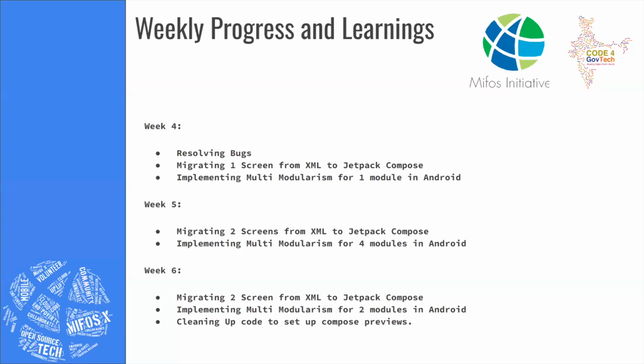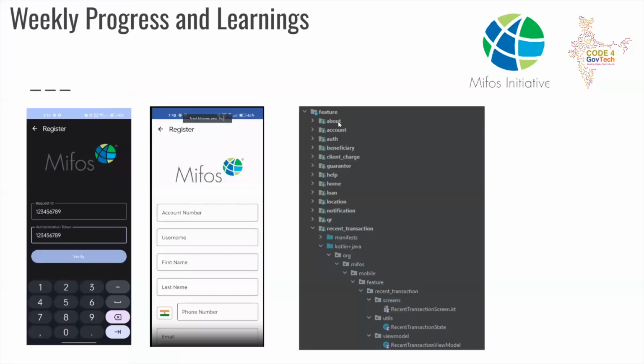So basically every week we were changing the existing features of the app into different modules, like authentication module, transactions module, this type of thing. As you can see, this is a sample module architecture of Mifos Mobile. We have different modules like account module, auth module, beneficiary module, recent tracking module. So this helps future developers to develop in this project, and also, as I said before, it helps us to reduce the build time of the project.